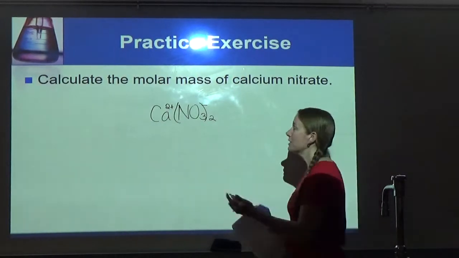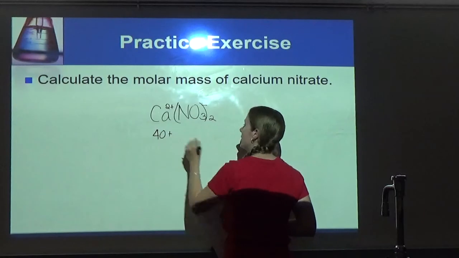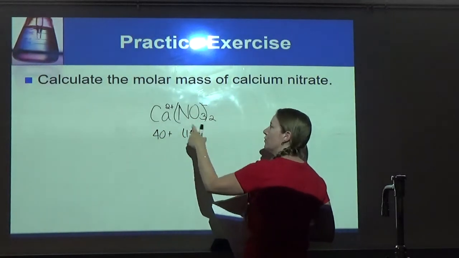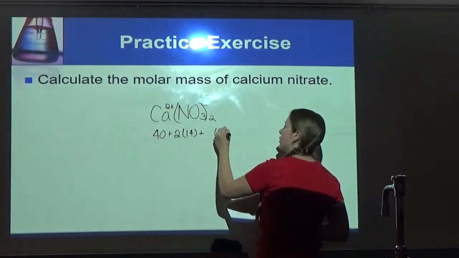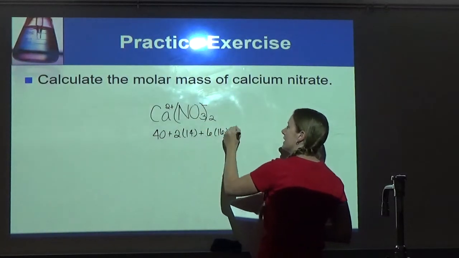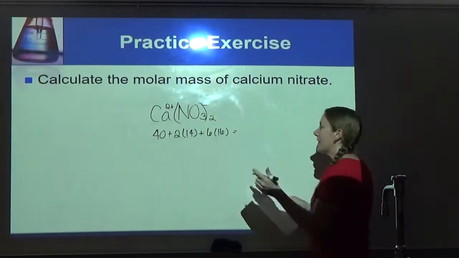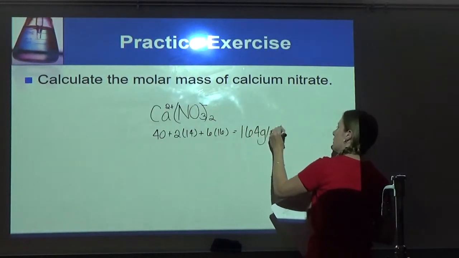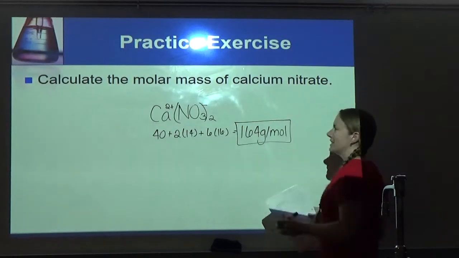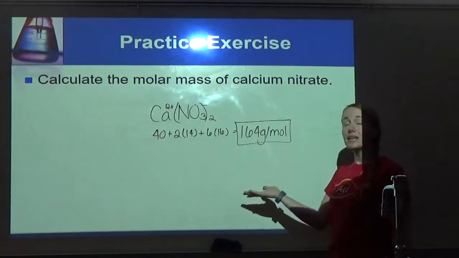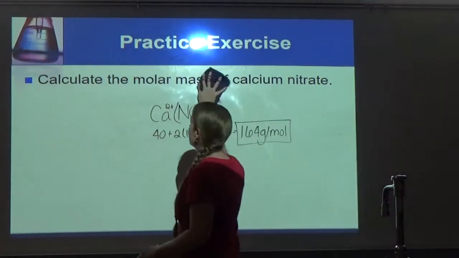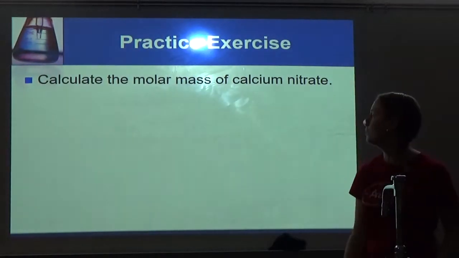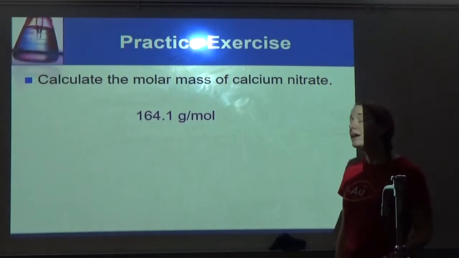So calcium is about 40. I just have 1 calcium. Nitrogen is about 14, but I have 2 nitrogens. And then oxygen is 16, but I have 6 oxygens. So once I add and multiply all of that, I get about 164 grams per mole. Just like that. And so again, the main thing that y'all usually miss on molar mass is not adding up the molar mass. The math is the part you're good at. It's writing the formula. So you really got to get good at writing the formulas.